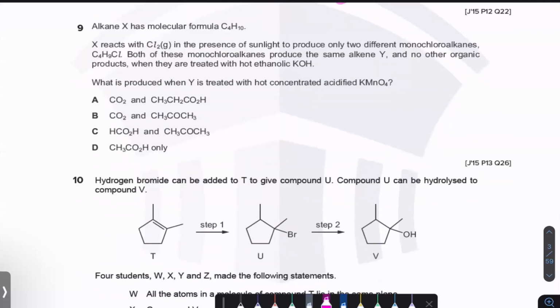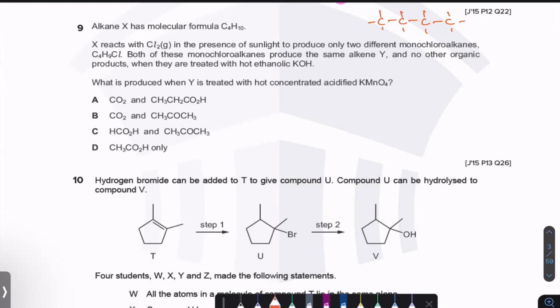Alkane X has molecular formula C4H10. X reacts with Cl2 in the presence of sunlight, so free radical substitution happens, to produce only 2 different monochloroalkanes, C4H9Cl. Obviously, why? Because we have it like this. Either the first carbon can get chlorine, and these 6 sites are identical, so it is the same wherever it comes. And these 4 sites are equal, because in that case you'll get chlorine on the second carbon. So that's why you're getting 2 isomers.